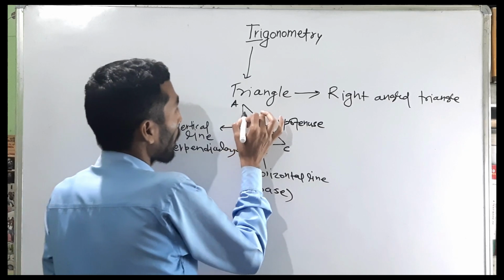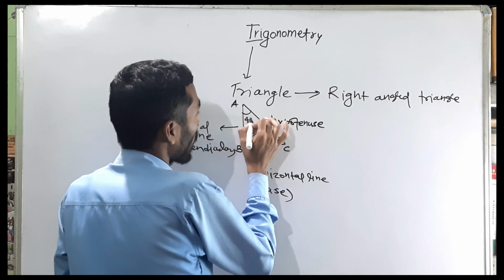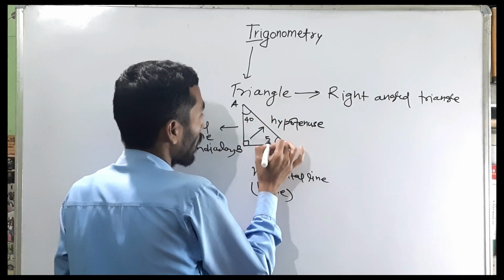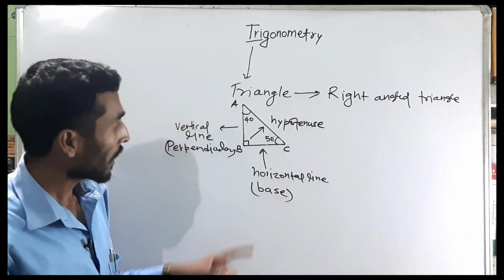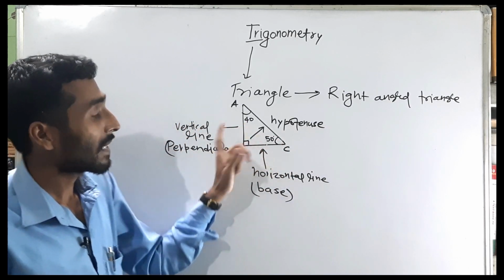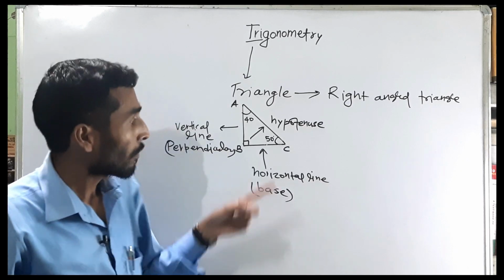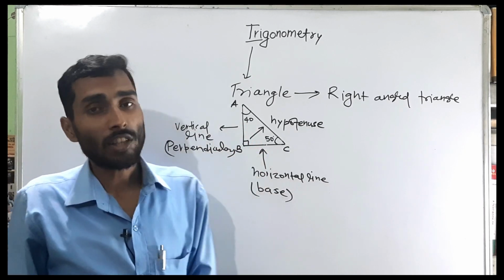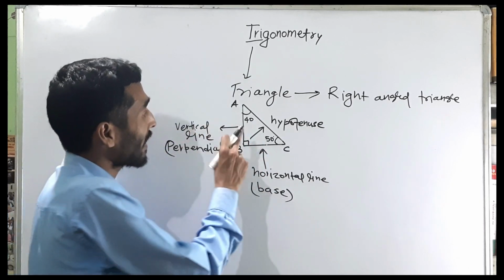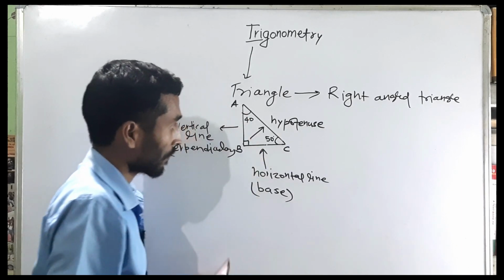Suppose this is 40 degrees, so of course this will be 50 degrees. And this is 90 degrees, so 40, 50, 90, and 90 plus 90, 180. So of course 40 is an acute angle and 50 is also an acute angle. So A and C are acute angles.